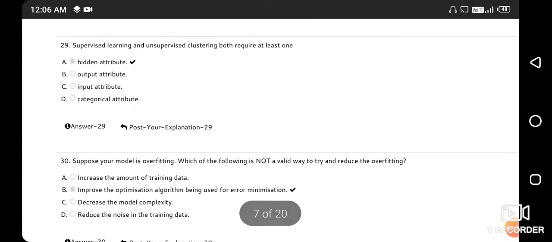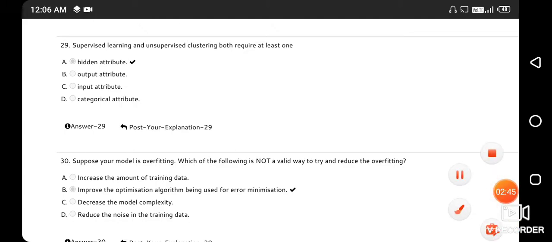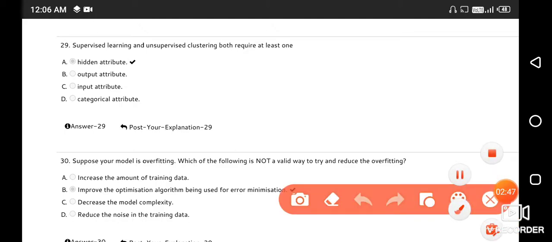Next question. Supervised learning and unsupervised clustering both require at least one. So the right answer is hidden attributes.